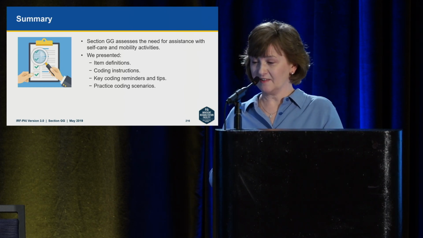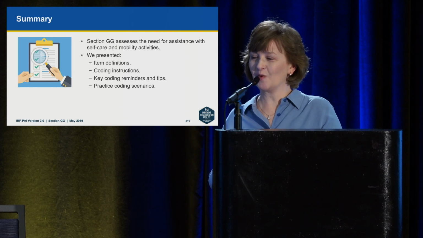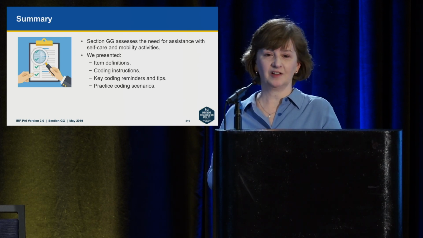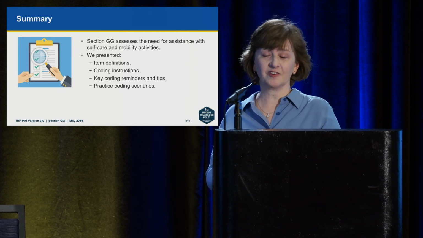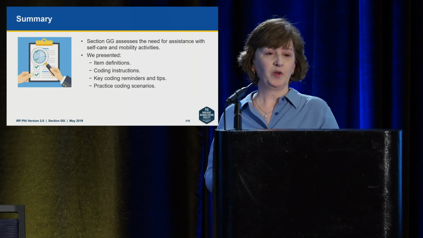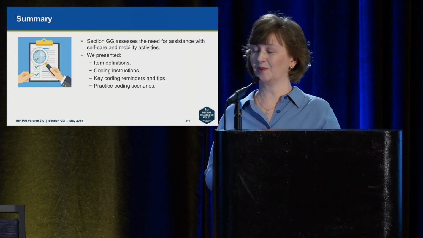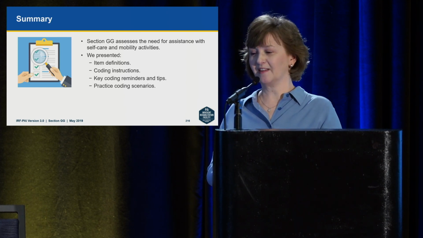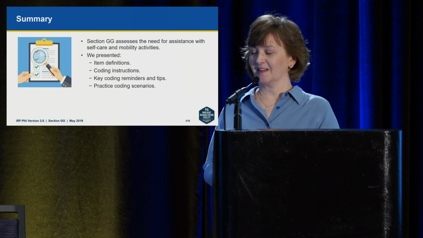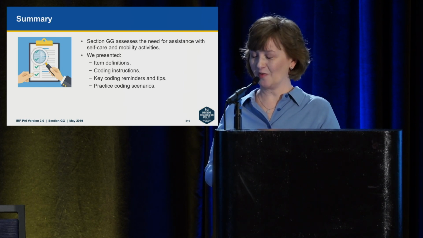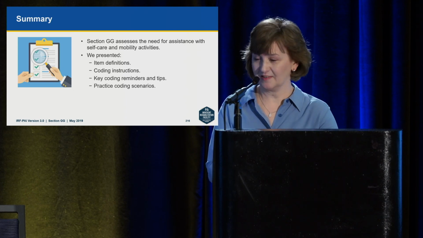So in summary for this section, between Manisha and I, we covered all of the GG items, and we talked about the underlying idea that we're assessing need for assistance for self-care and mobility activities. We went over the item definitions, because obviously the item definitions are very critical, for example, the pick up object item where you want somebody in a standing position. We reviewed the coding instructions. We did some coding tips and reminders, and many of those were inspired by you, so thank you. And we also went through some practice scenarios.